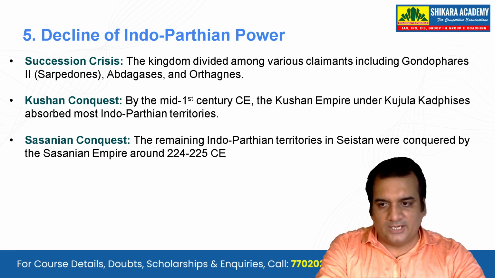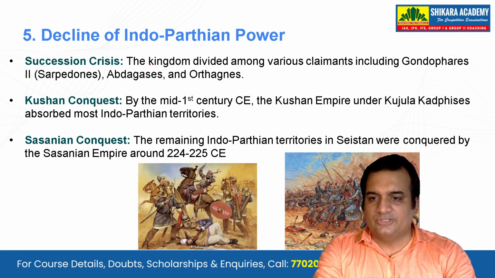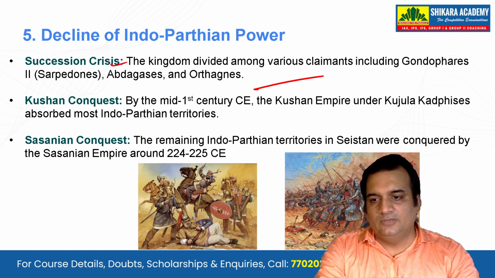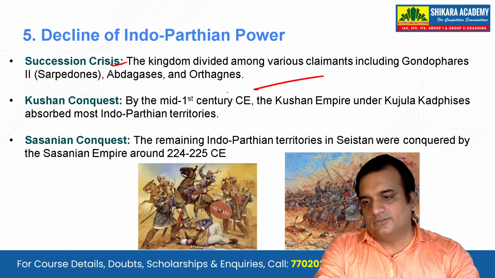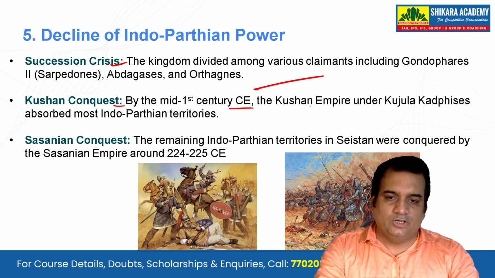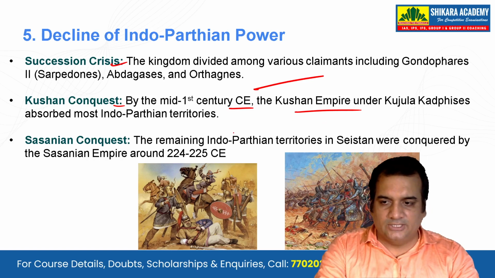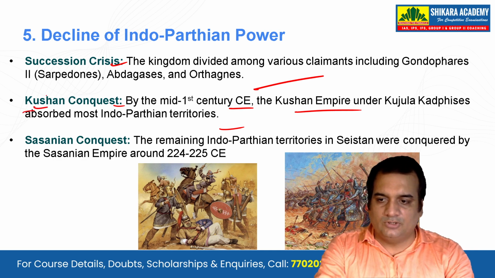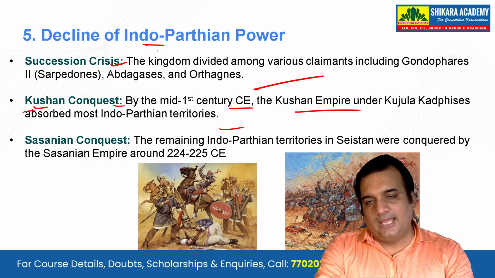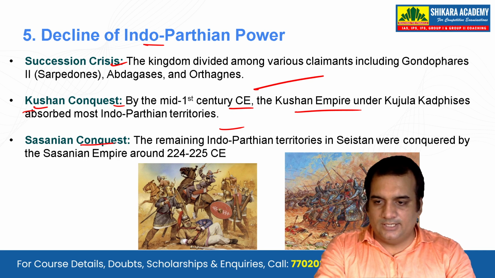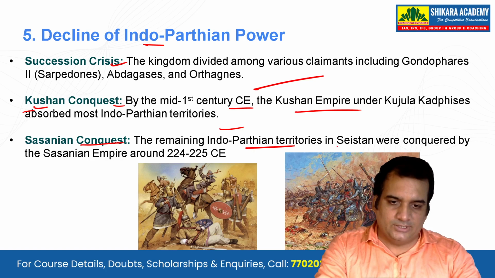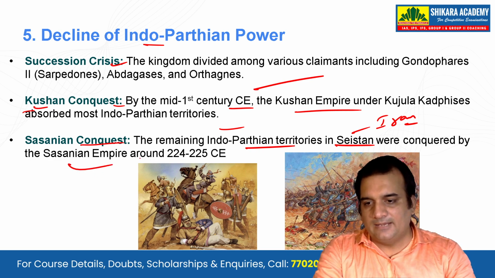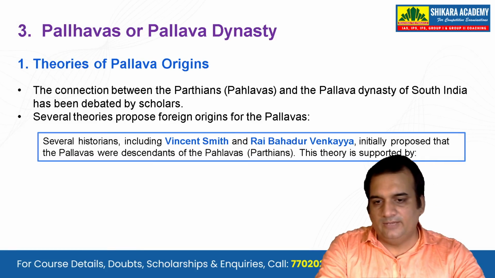And the decline of Indo-Parthian power, again the reason will be the succession crisis. The kingdom was divided among various claimants including Gondophares, and then there will be Abdagases and Othanes. Kushan conquest: by the mid 1st century Common Era, the Kushan Empire under Kujula Cadphises absorbed most of the Indo-Parthian territories, that we have already said. Kushans will not only destroy the Parthians but also the Scythians or the Sakas. Sasanian conquest: the remaining Indo-Parthian territories in Seistan, that is modern day Iran, were conquered by the Sasanian Empire around 224 to 225 Common Era.